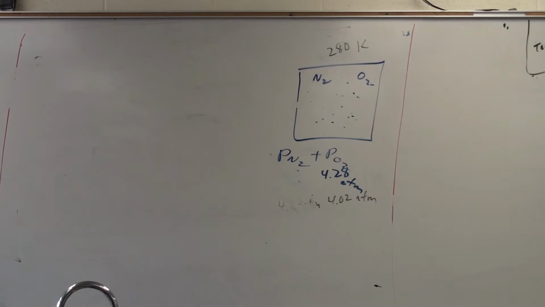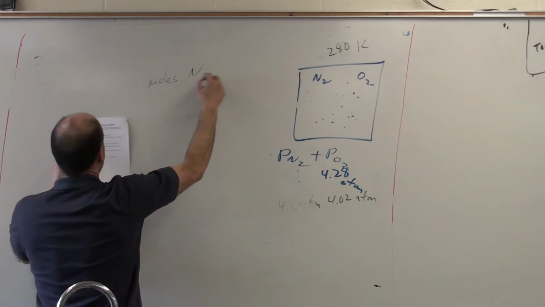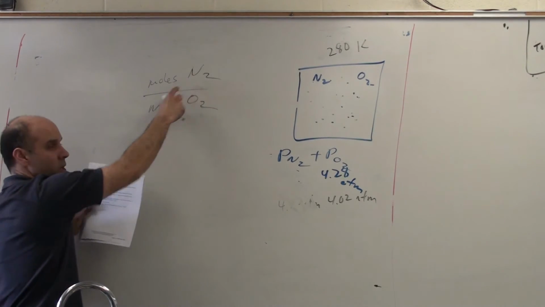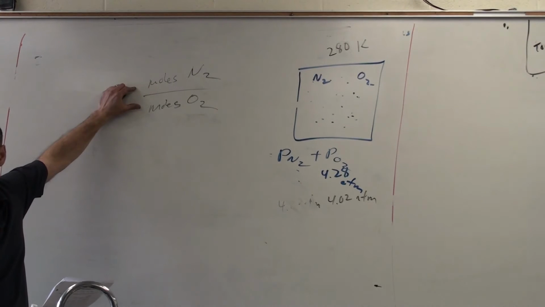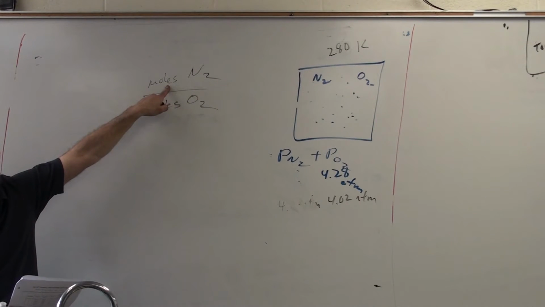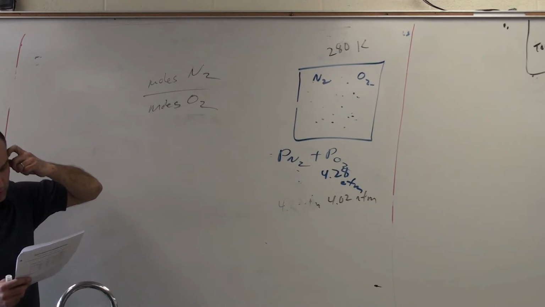Well, the ratio of moles of N2 over O2, the ratio will get smaller, right? Because, and this is where you gotta be careful, if the number on top gets smaller, that means the ratio is getting smaller. Okay?